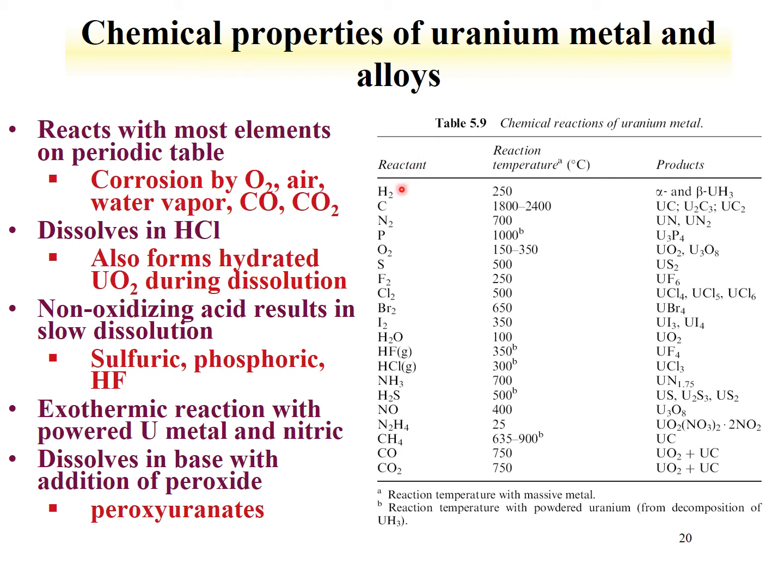And here's a review of reactions of uranium metal. Again, imagine doing this in a tube furnace. We have different reactants, different temperatures, and different products. As we talked about earlier, if we were interested in forming uranium chlorides, we can react uranium metal with chlorine gas. You get a mixture of chlorides at 500 degrees. Or if we took uranium metal and reacted it with HCl, we can get the uranium trichloride at 300 degrees.